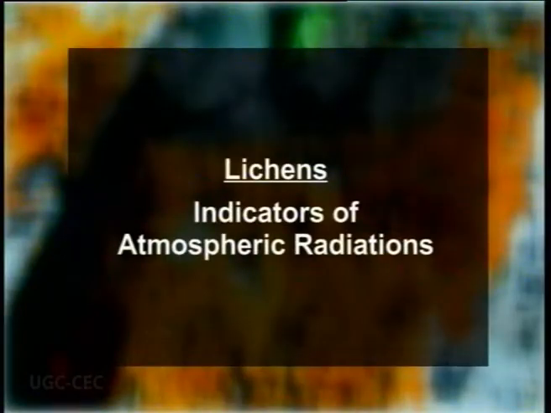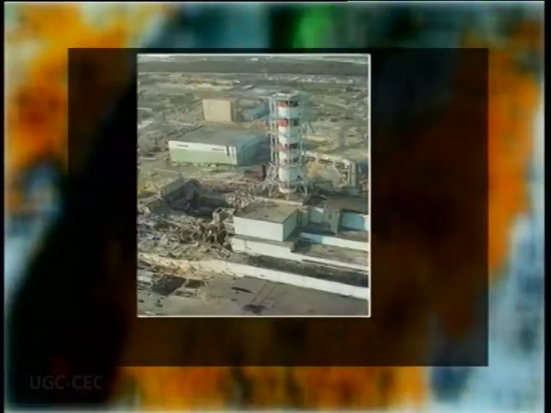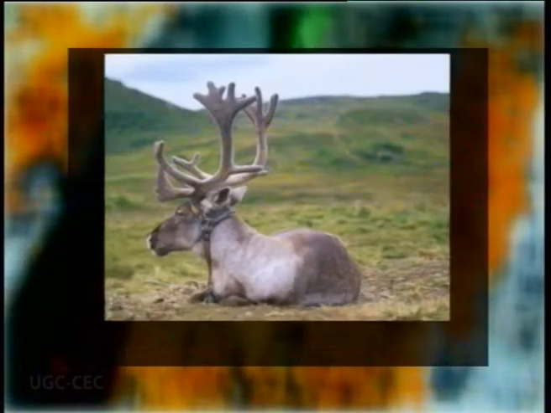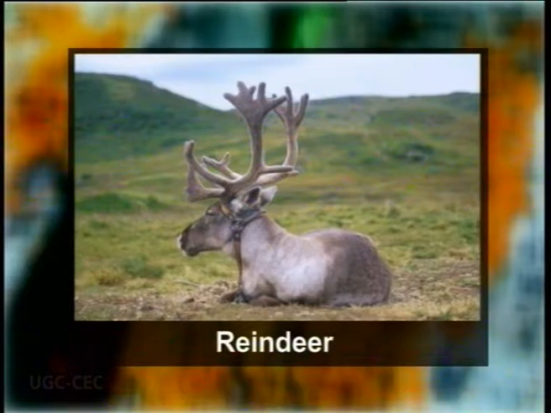Lichens are good indicators of atmospheric radiation levels because they accumulate radioactive substances from the air. For example, after the Chernobyl nuclear power plant accident, lichens in nearby countries became so radioactive that reindeer, a kind of animal which consume lichens as major food source, became unfit for human use as food or in milk production.